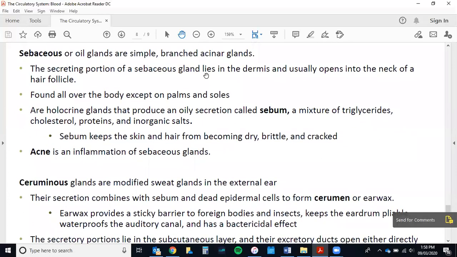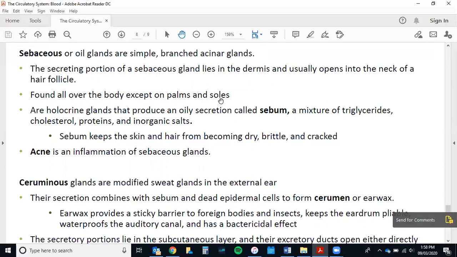Sebaceous or oil glands are simple branched alveolar glands, where the secretory portion of the gland lies in the dermis, usually opening into the neck of a hair follicle. We kind of already talked a little bit about that in this lecture. Find them all over the body except the palms and soles, which have no hair, so it should make sense that we don't have these glands. Also, we wouldn't want oil being released in the palms of our hands and bottom of our feet, because that would make them slippery.